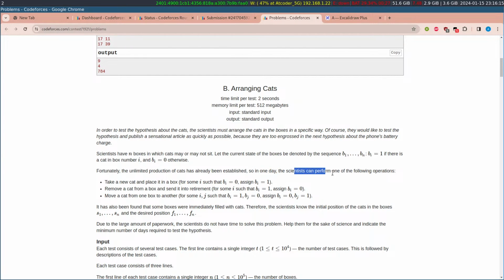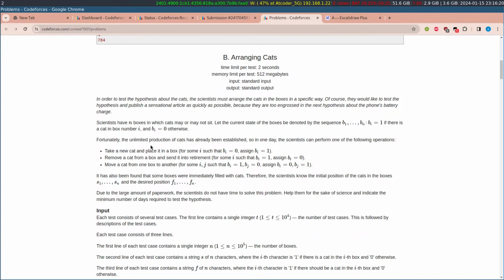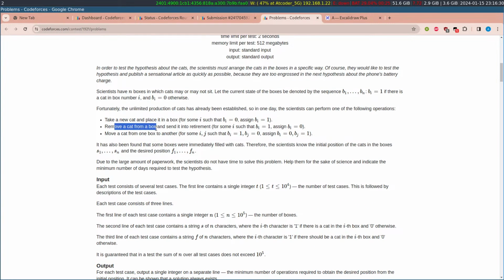So in one day, the scientist can perform one of the following operations. Take a new cat and place it in a box for some i such that bi equals 0, and assign bi equals 1. Remove a cat from a box and send it into retirement, that is, for some i such that bi equals 1, assign bi equals 0. Move a cat from one box to another, for some i, j such that bi is 1 and bj equals 0, assign bi equals 0 and bj equals 1.